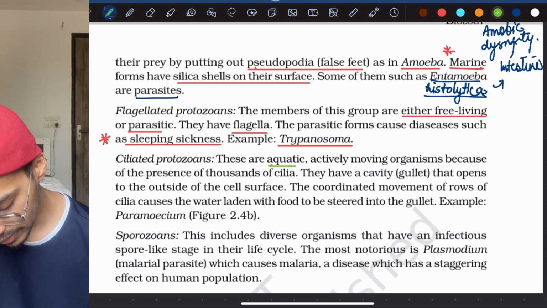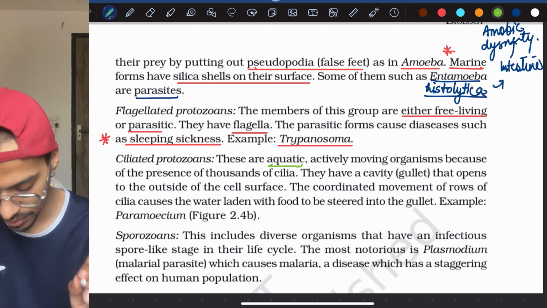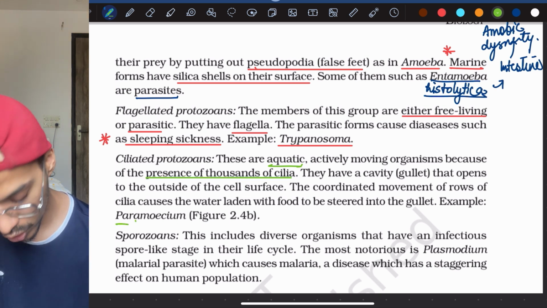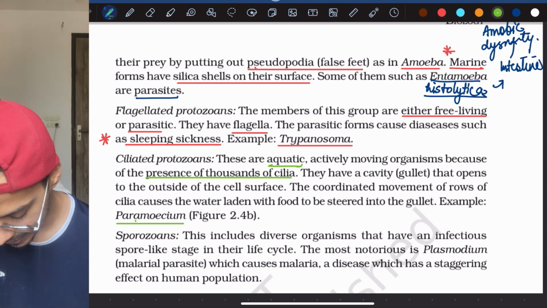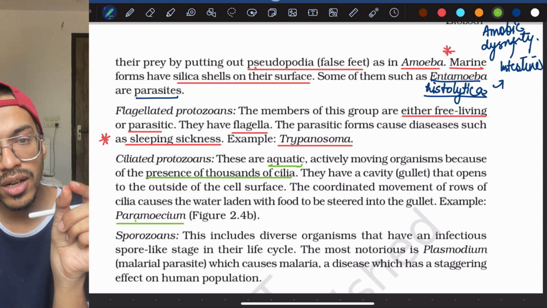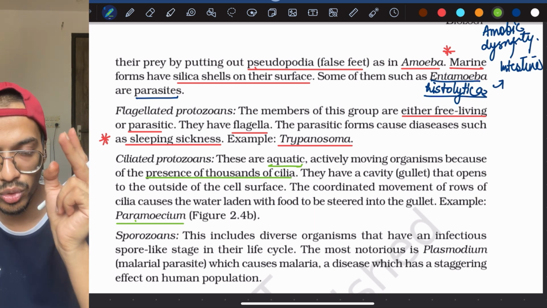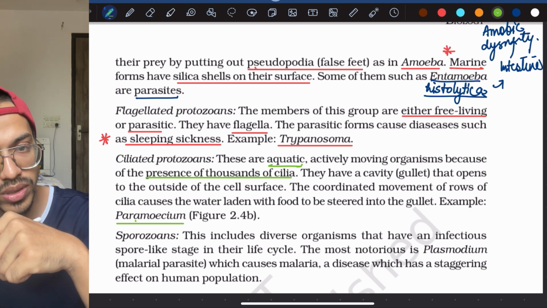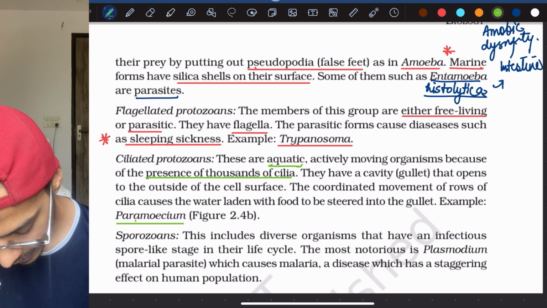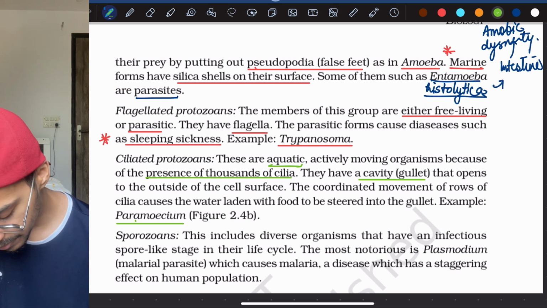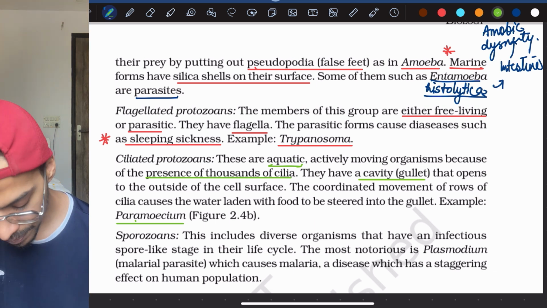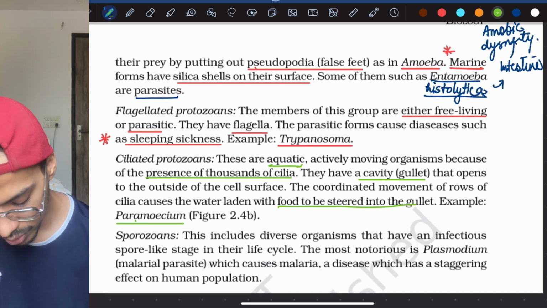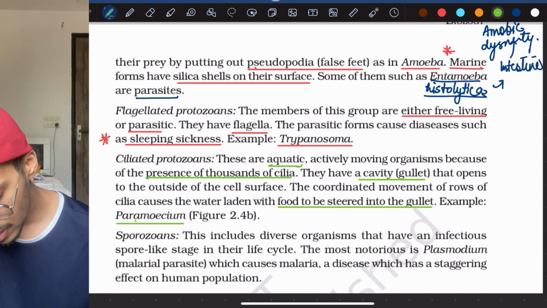Then move on to the next one, ciliated protozoans. They are aquatic, actively moving organisms because of the presence of thousands of cilia. An example is Paramecium. You have already studied how it looks. All the cilia move in a coordinated manner to make it move. It has a gullet, an area through which things go inside, like a mouth. It has a cavity called gullet that helps in food capturing. Food will be swept into the gullet.